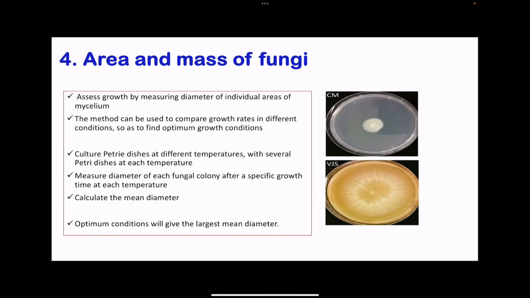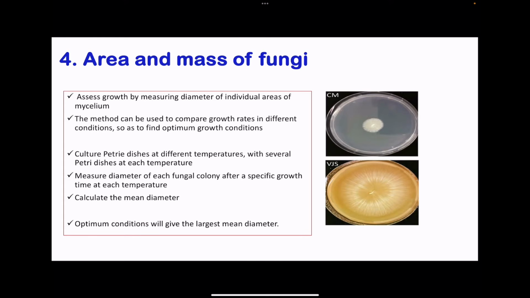The next is about the area and mass of fungi. This can also be used to quantify growth. In this case, we will measure the diameter of the individual mycelium. This can be used to compare growth because those that grow faster are going to have wider diameter, and those that grow slower, the diameter is going to be small.